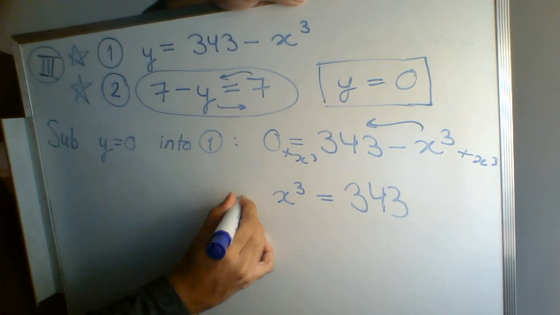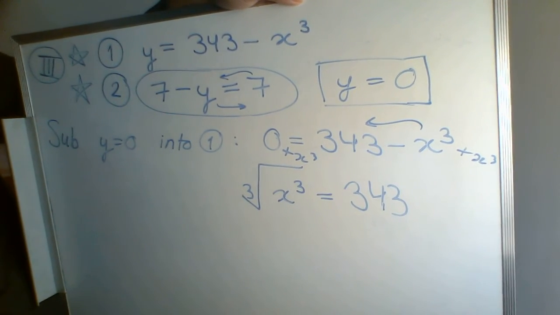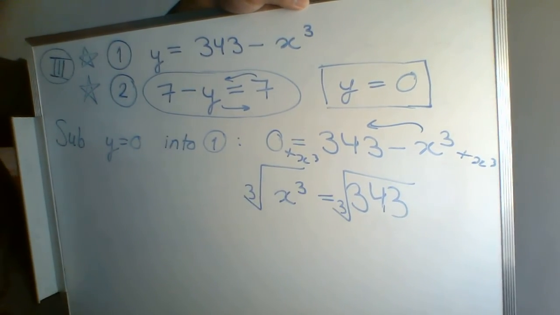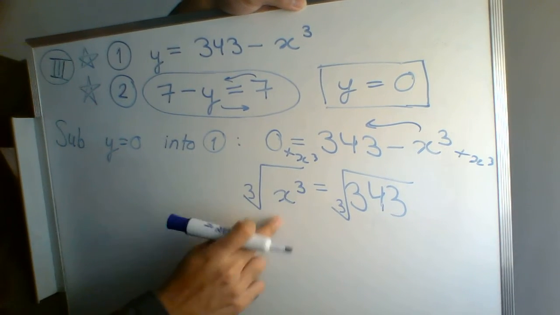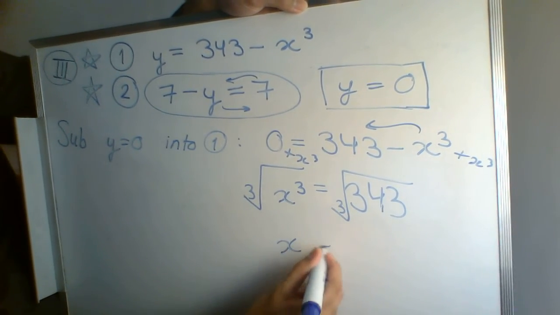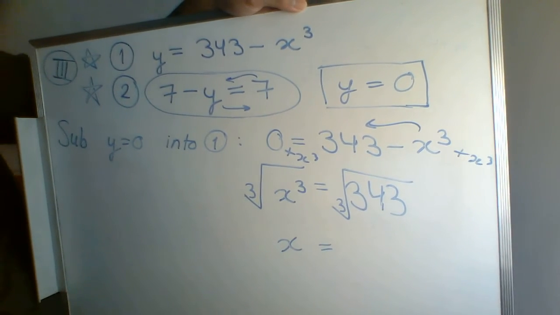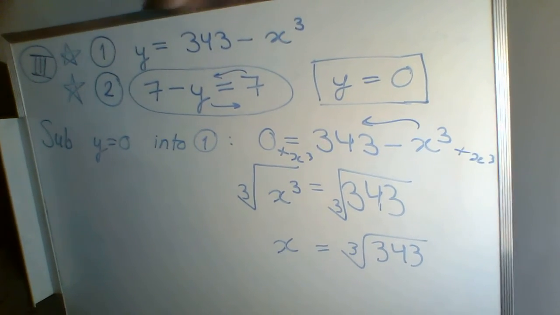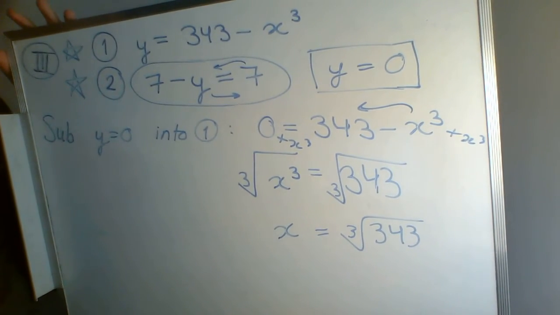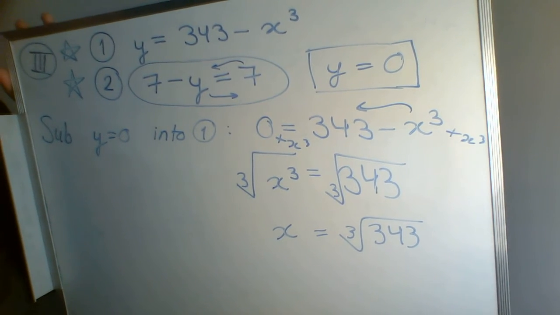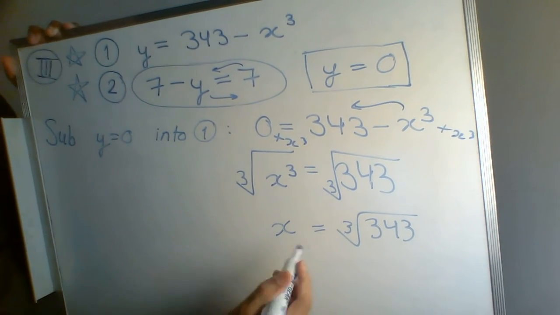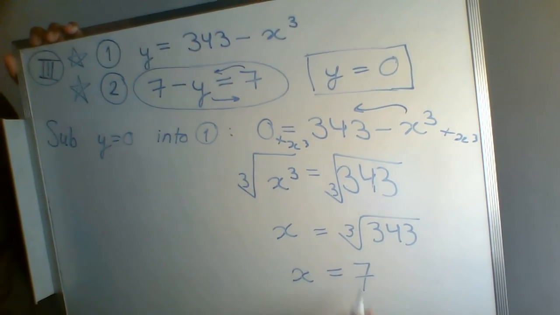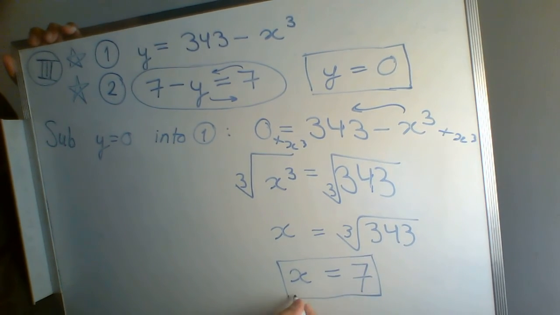So in order to get x, I need to take the cube root of x cubed. But if I'm taking the cube root of this side, I also need to take the cube root of that side. Right, so the cube root of x cubed, well, that's just going to be x, is equal to the cube root of 343. And if you remember that from when we were working with exponents, or you could use trial and error to figure out what that is, or a calculator if you have it on you, you should get that the cube root of 343 is 7. So we should get, in this case, that x is equal to 7.